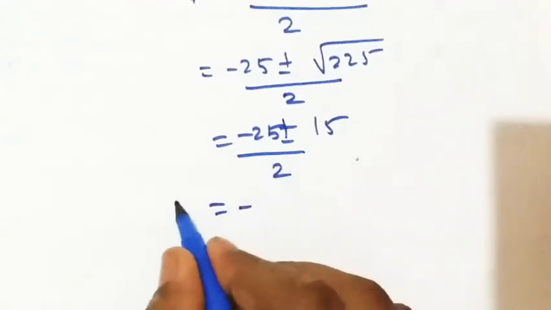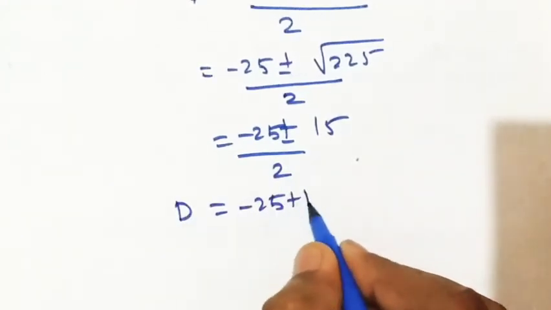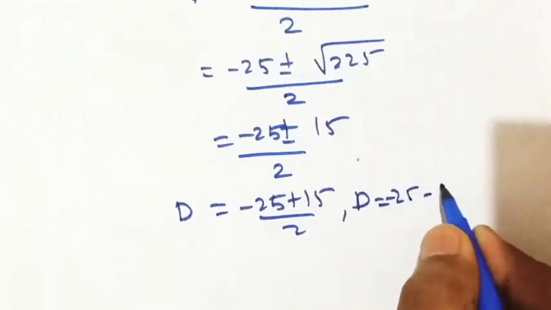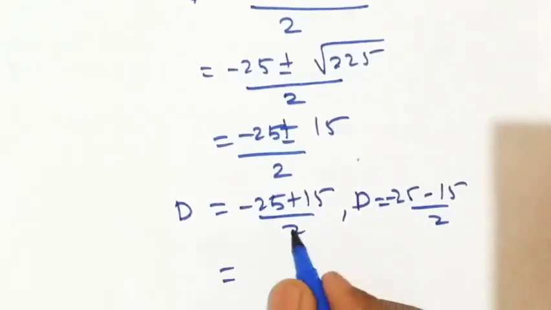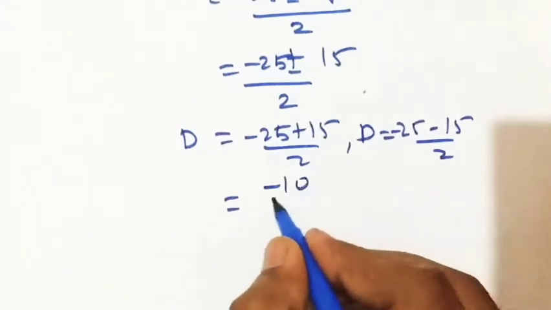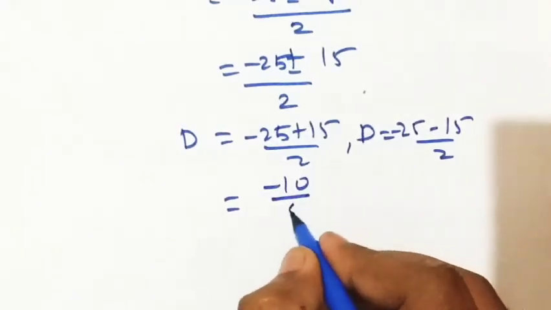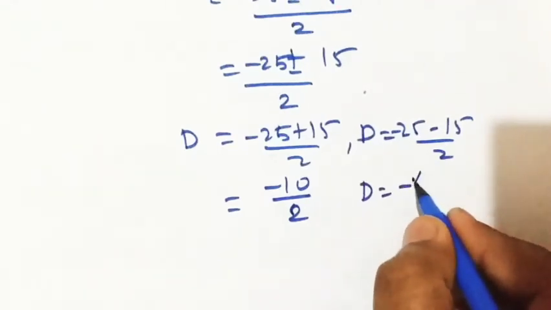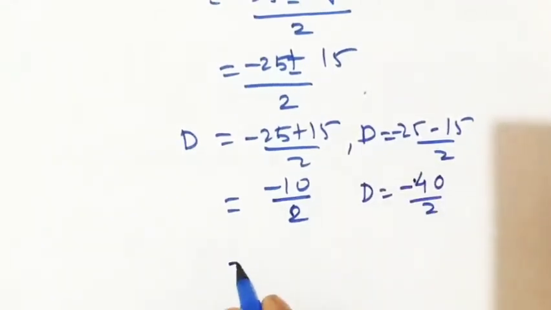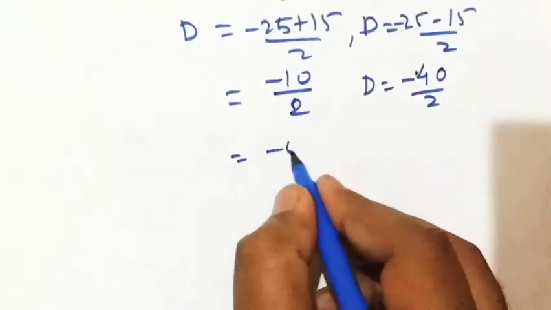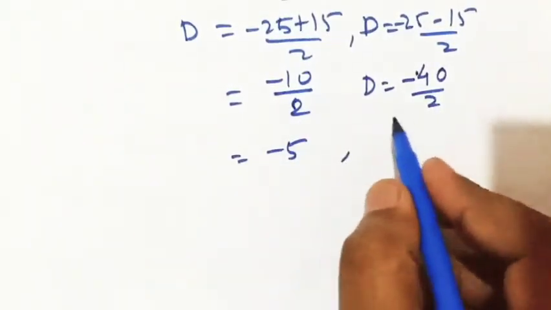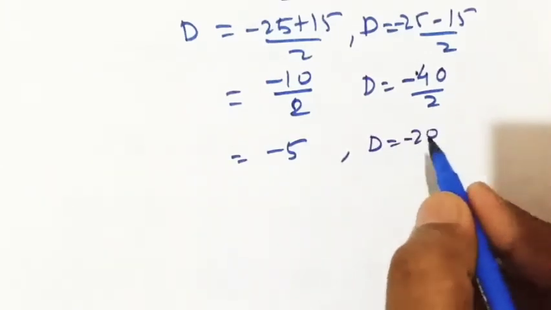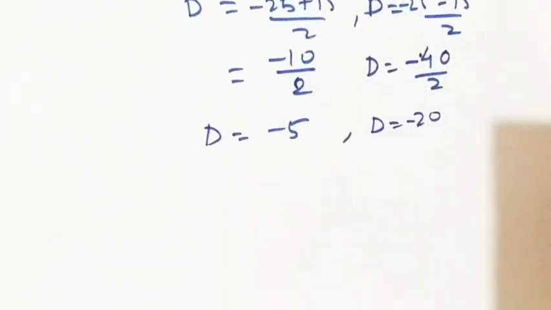Now for the two values, we get D equal to minus 25 plus 15 by 2, and D equal to minus 25 minus 15 by 2. This addition gives minus 10 by 2, and this subtraction gives minus 40 by 2. So finally we get the values as D equal to minus 5 and D equal to minus 20. So these are the roots, minus 5 and minus 20.